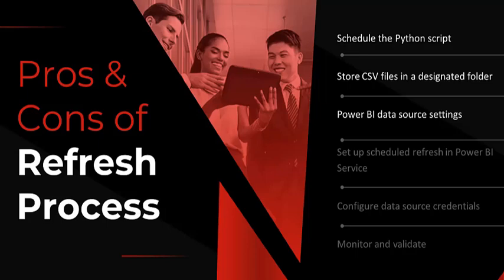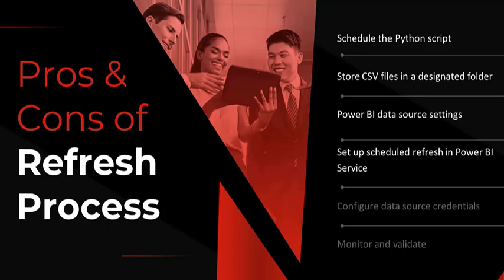Go to Get Data, text/CSV, and provide the folder path as the data source location. Power BI will detect and load the CSV files from that folder. 4. Set up scheduled refresh in Power BI service.